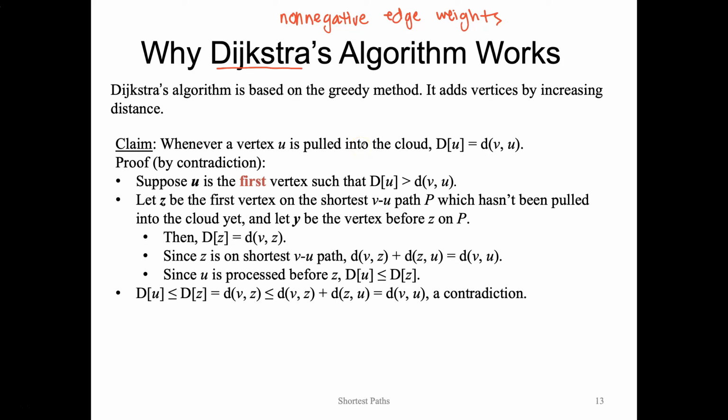So let's see why Dijkstra's algorithm really works. Now, it will only work on graphs that have non-negative edge weights. But because this is a greedy method, we need to show that it has the greedy choice property.